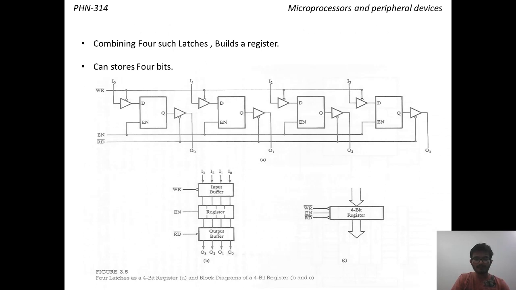Combining 4 such latches, we get a register. Let us see what this means. This figure on the upper side of the screen shows 4 such cells or latches grouped together. This is a register which has 4 input lines and 4 output lines and therefore can store 4 bits, which is also known as a nibble. This is a 1x4 bit memory, one register with 4 IO lines. IO means input and output here. The bottom two diagrams show us a block diagram of this same 1x4 bit register.